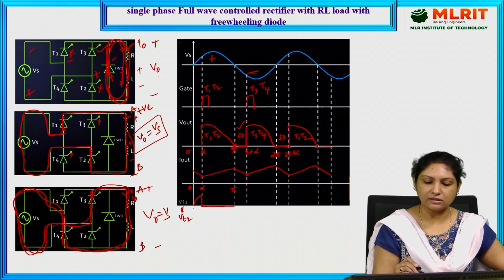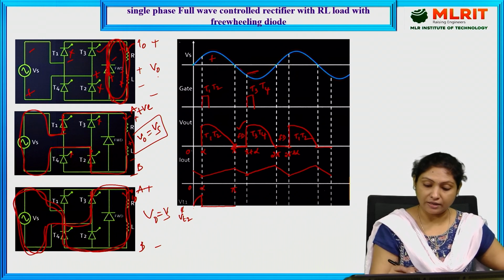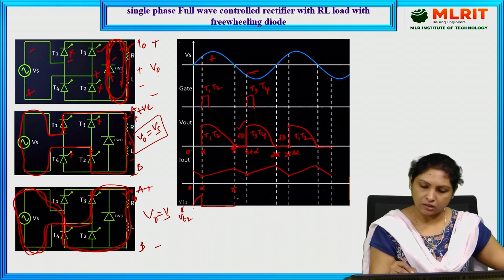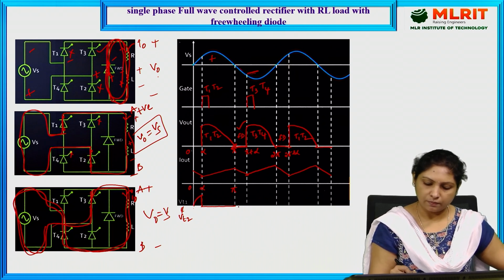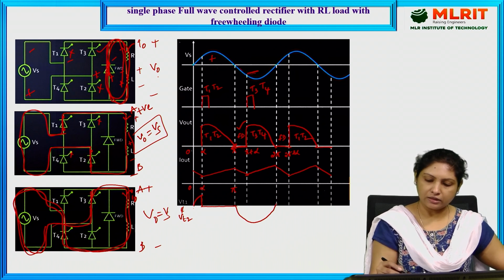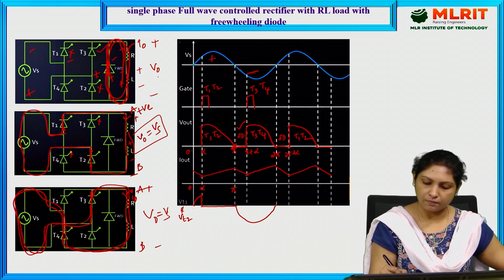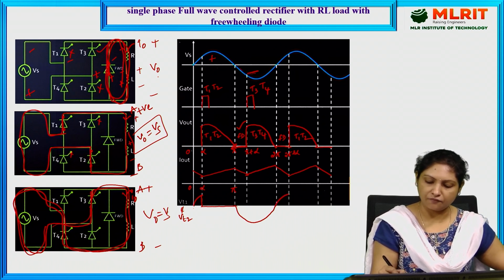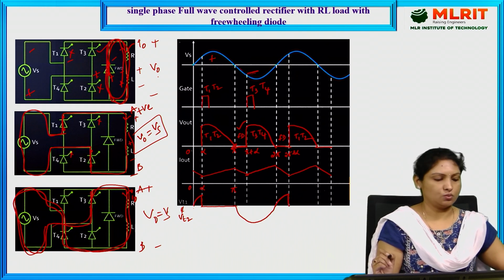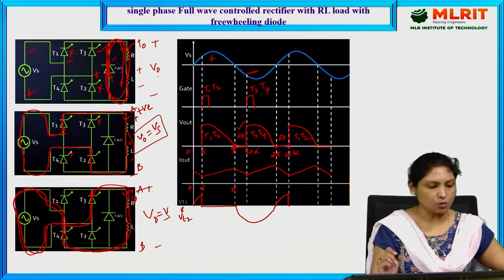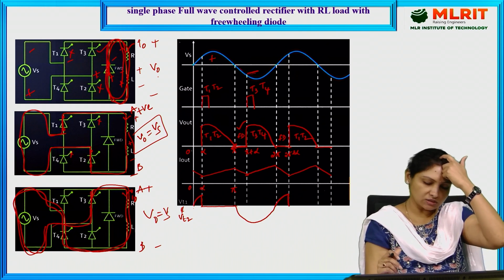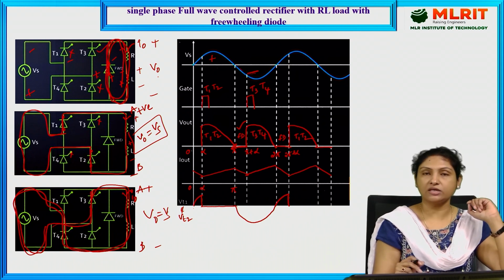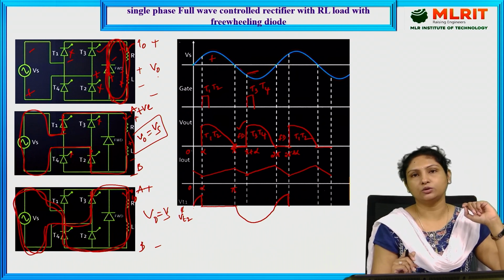And again at this moment, from pi to 2 pi, and again it is off from 2 pi to 2 pi plus alpha. So this is what your voltage waveform across thyristors 1 and 2 is.